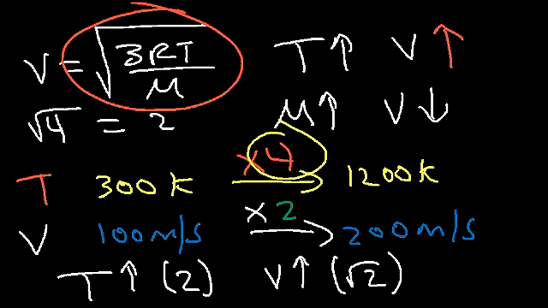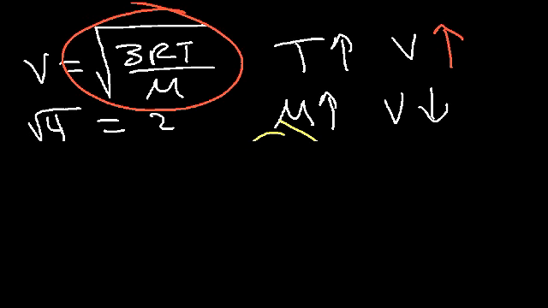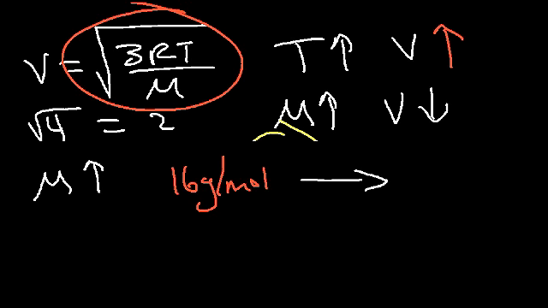Now, what about the molar mass? Let's make some space. So, let's say the molar mass increases by a factor of 4. So let's say the molar mass is currently 16 for one particular gas molecule, and for the other gas molecule it's 64. What's going to happen to the velocity? We know that if you increase the molar mass, the velocity goes down.